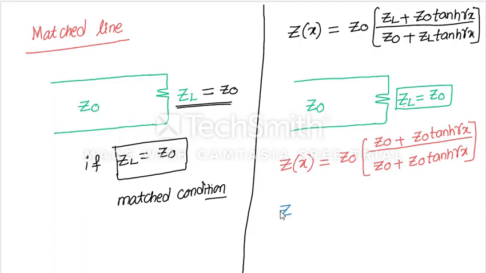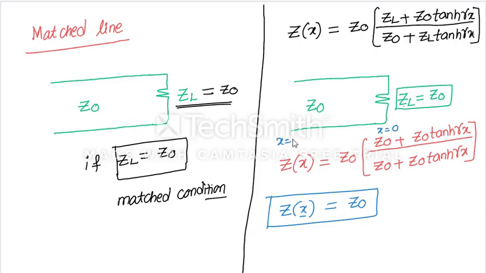So now tell me Z of x. How much is it? Z naught. Z of x is Z naught. What happens here if the load impedance is equal to the characteristic impedance? Here x is the distance, and we can change this x value. This is x equal to 0, and here this is x equal to L. How much is the impedance at x equal to 0? Z naught. At x equal to 10 meters? Z naught. 100 meters? Anywhere it is, how much is the impedance?